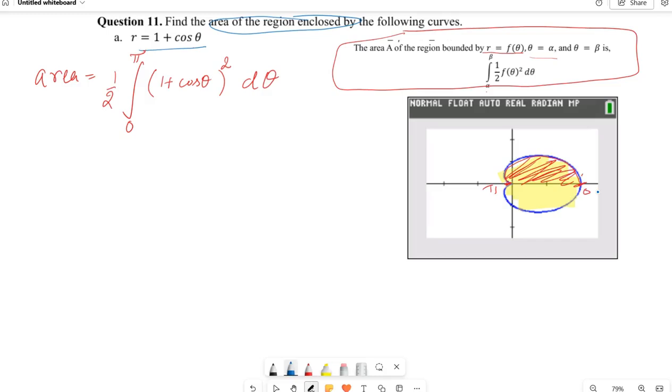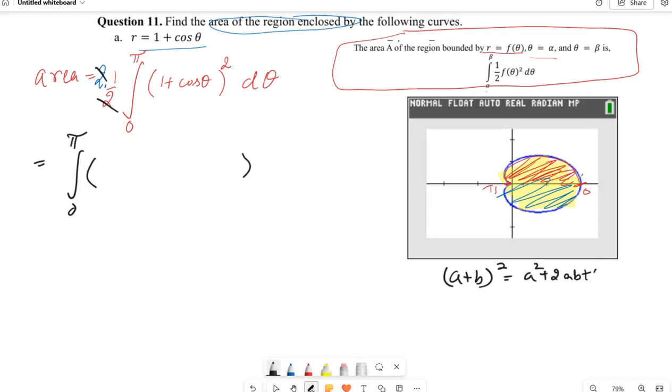Now see, we want to find the whole cardioid area. That means I need to double it. Whatever area that is, that was just the red portion. If I double it, I get the area of the whole cardioid. That 2 can cancel. So basically we just have 0 to pi integral of 1 plus cosine theta squared. Let's open that square using a plus b whole square is equal to a square plus 2ab plus b square. That means this would be 1 plus 2 cosine theta plus cosine square theta d theta.